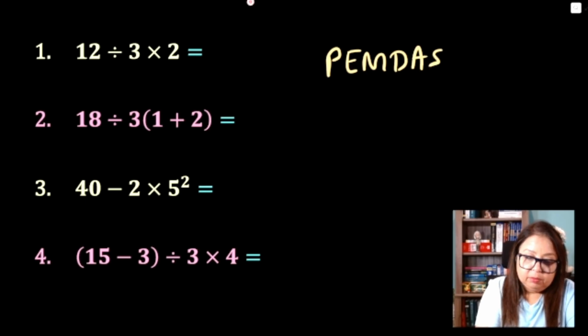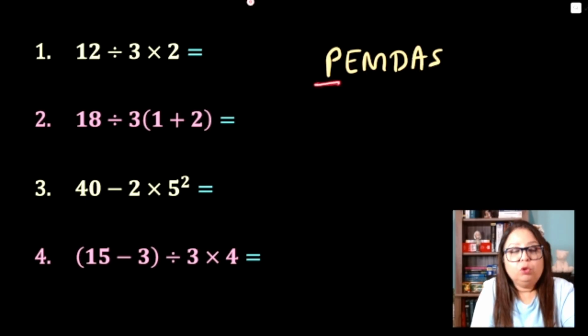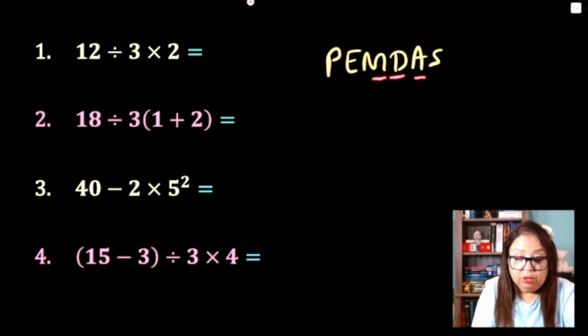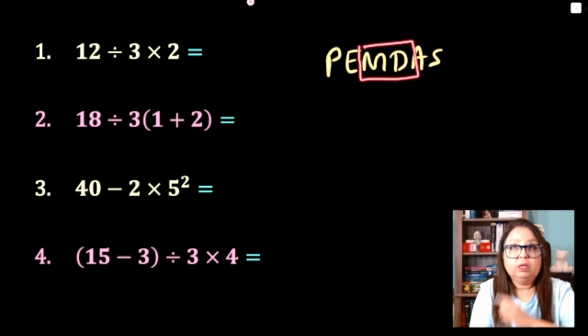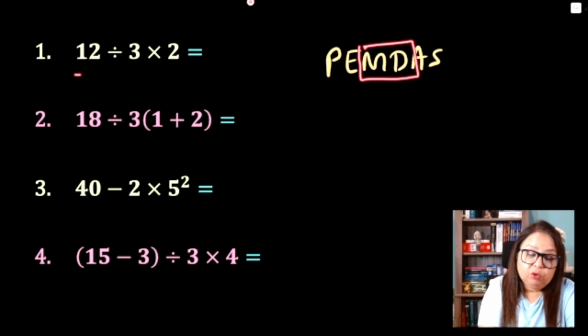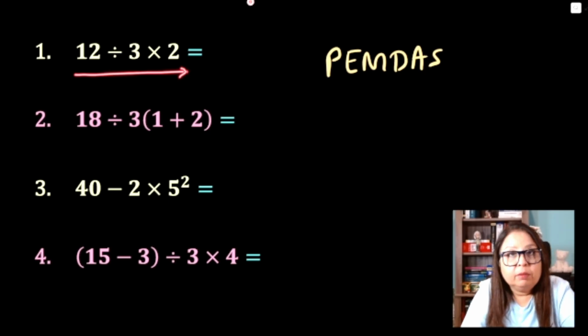Problem number 1. Do we have any parentheses? Nope. Is there an exponent? No. Is there a multiplication? Yes. Is there a division? Yes. Addition? No. Subtraction? No. So we have multiplication and division both. But we said that multiplication and division are of equal status. One is not bigger than the other. One is not more important than the other. What you do is you go from left to right and whatever comes first, you do that first.